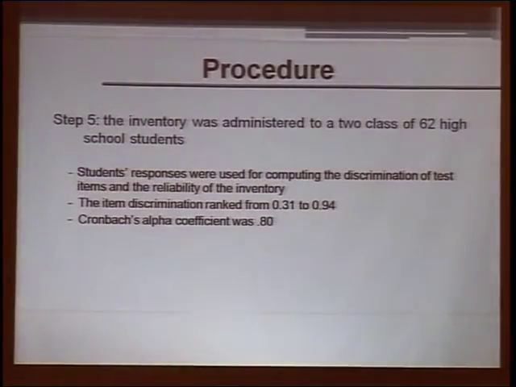And the next step, we implement it again after we rewrite the language. We implemented it with 62 high school students. We use information from this implementation to find the discrimination of the items and the reliability of the inventory. The result showed that the item discrimination ranged from 0.31 to 0.94, and the reliability of the test was 0.80.